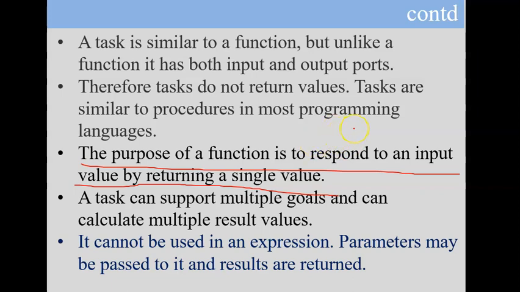Half adder can be defined as a function. I can call the function, I substitute the value, and it will give me the result. Similarly, a task can support multiple goals. When I write a procedure, it may have multiple goals. Just now, as I have mentioned, when I take up a small program to develop a task where I want to find out both sum and average, it may have multiple goals and can calculate multiple result values also.